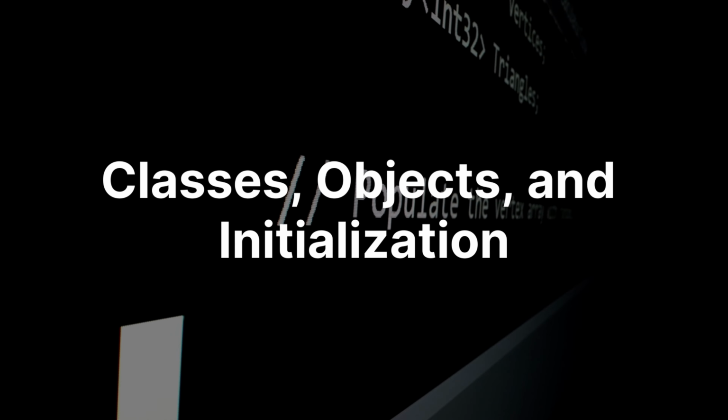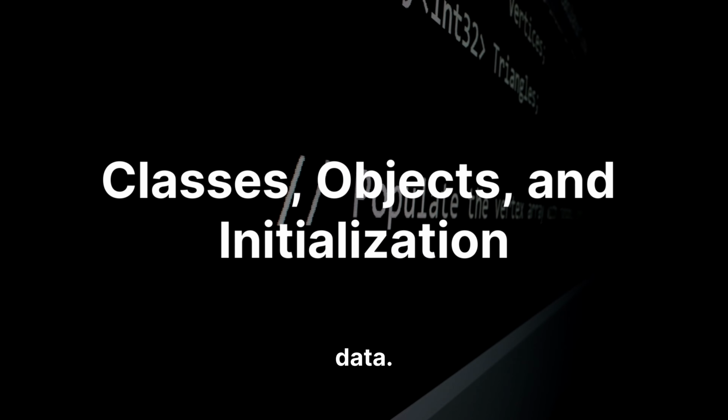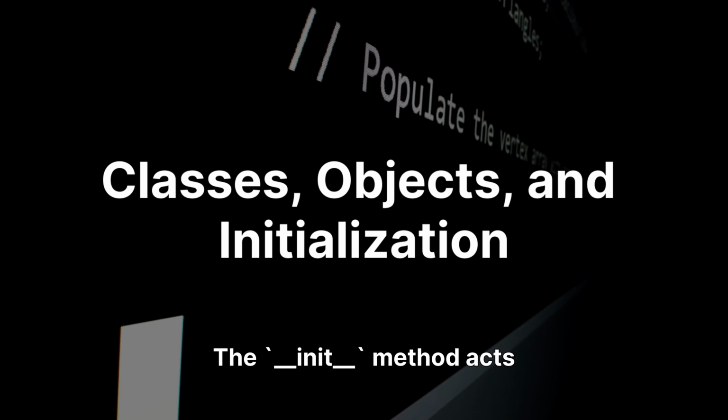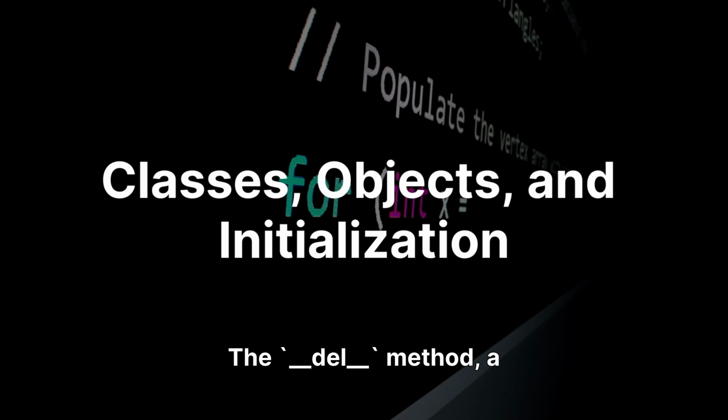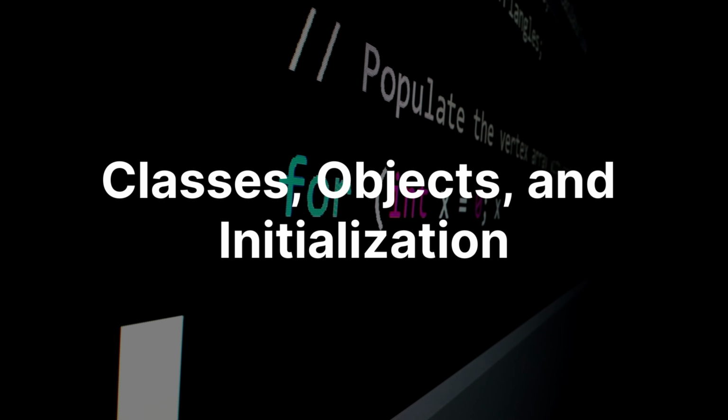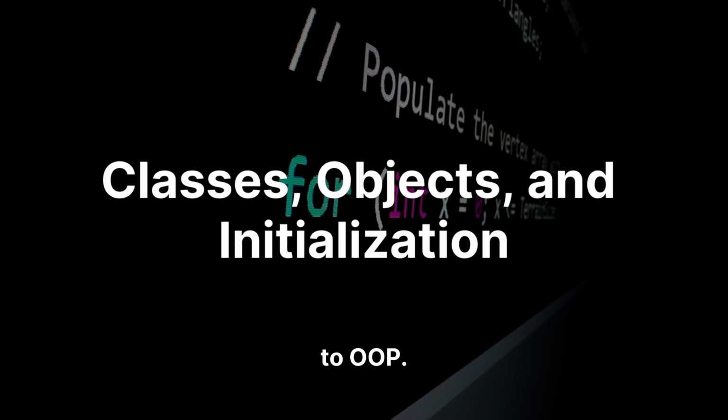Objects are instances, concrete realizations with unique data. The __init__ method acts as a constructor, initializing objects upon creation. The __del__ method, a destructor, handles cleanup before an object is destroyed, though used sparingly. These roles are key to OOP.